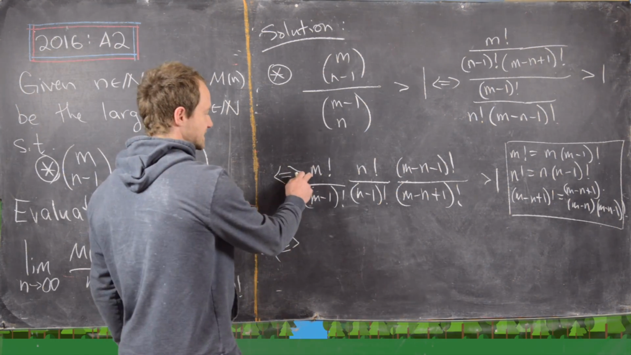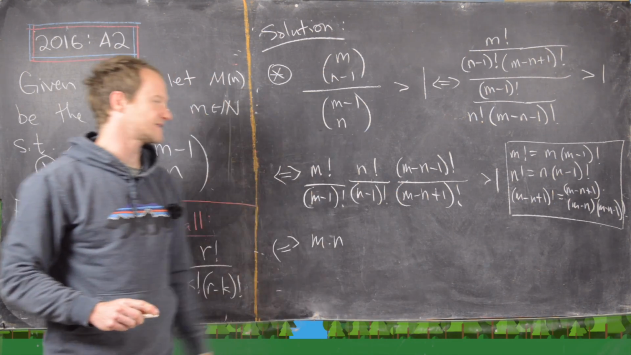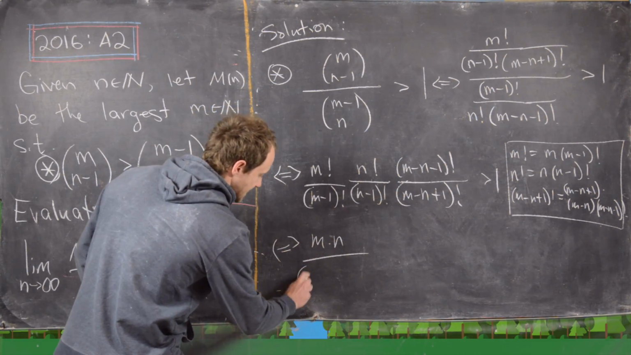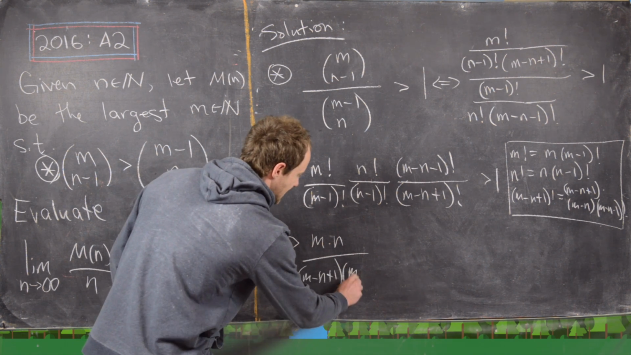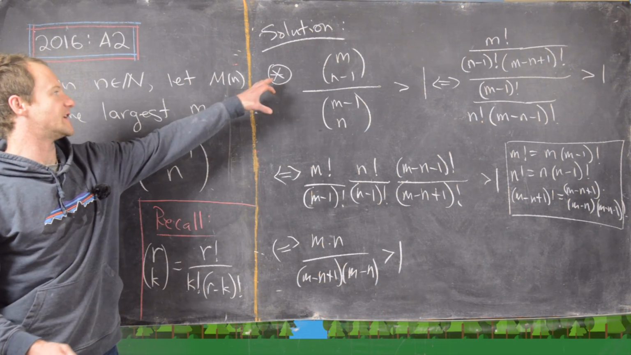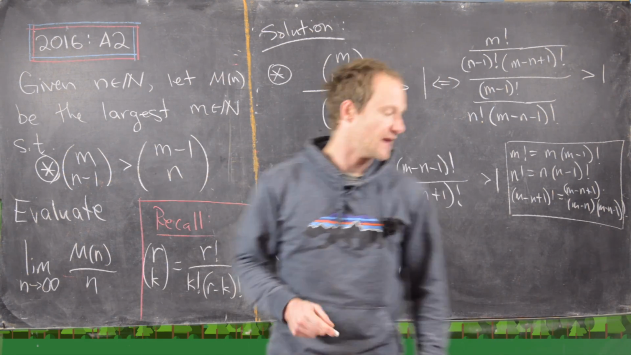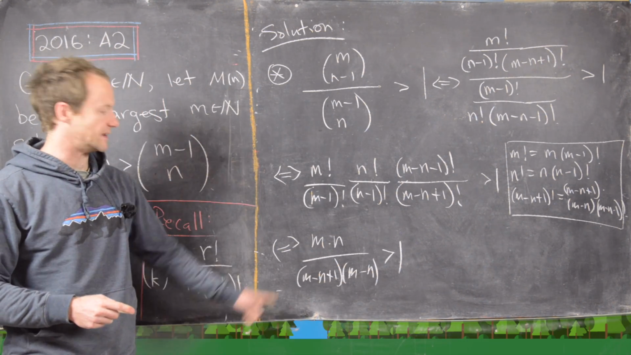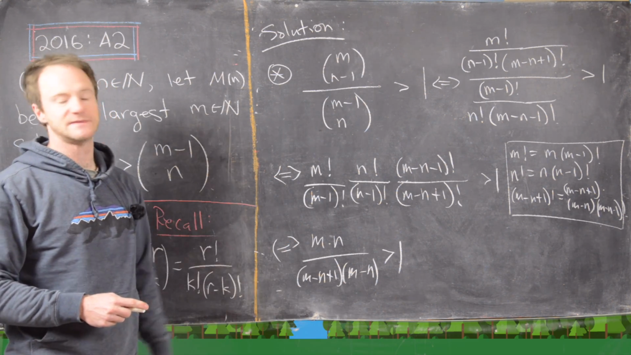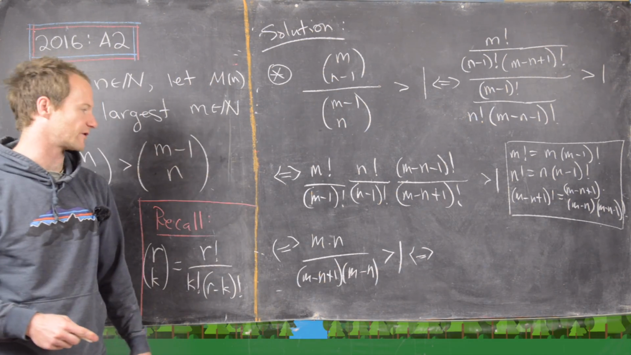Notice this is going to simplify to m, this is going to simplify to n, and this is going to simplify to something in the denominator. What we're going to get in the denominator is m minus n plus 1 times m minus n. And just to reiterate, our inequality star, which is the inequality we're really interested in, is now equivalent to this inequality: m times n over m minus n plus 1 times m minus n is bigger than 1. But now we can do one more thing. Let's cross multiply to clear the fractions here.